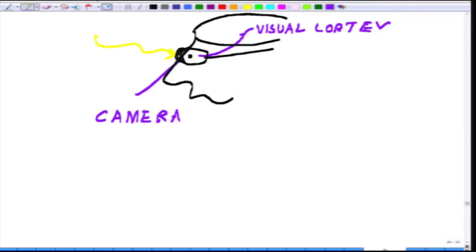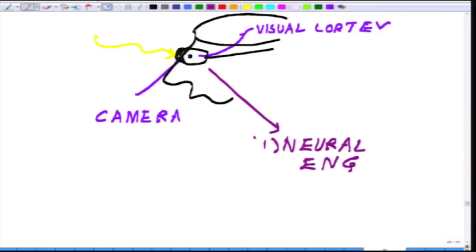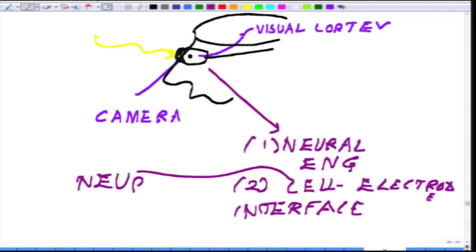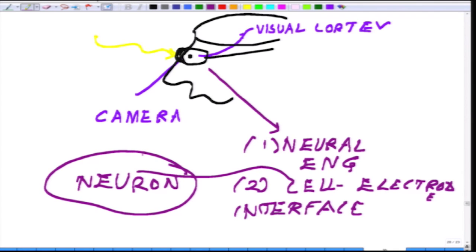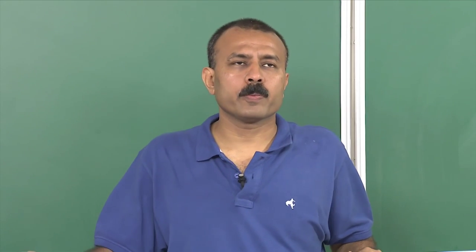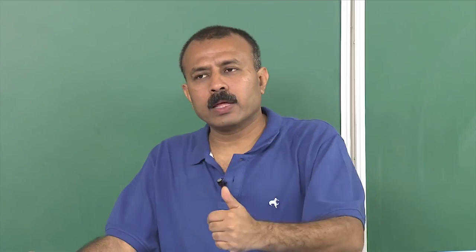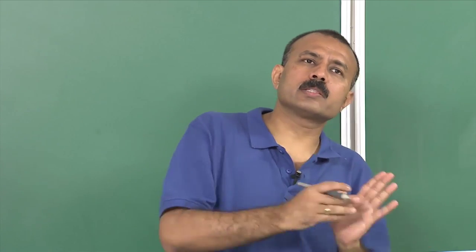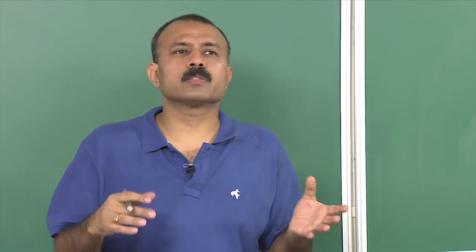But this needs not only, of course, the camera technology, which is very well advanced, but the interface technology, which is the whole area of neural engineering, or you can talk in a much more specific way at the cell electrode interface or neuron electrode interface. This is in terms of the cell here. This is a very, very challenging area, where a lot of research has been going on for the last one century, on how really we can develop extremely biocompatible material, which will convey the signal and help in this prosthesis business.